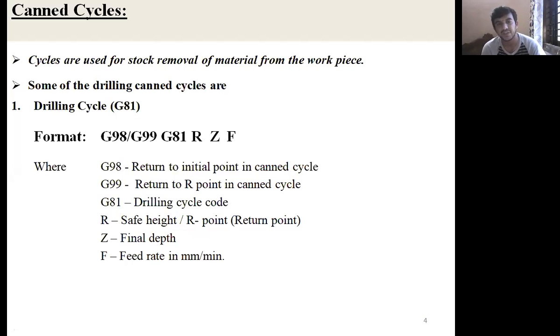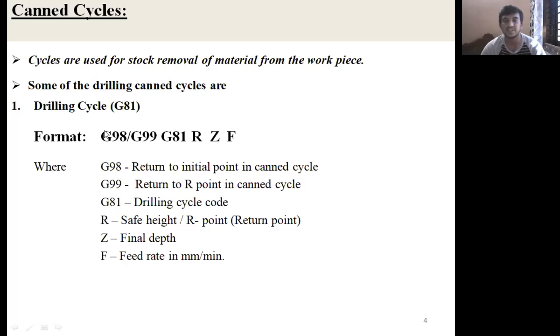G81 stands for drilling cycle. When you call the drilling cycle, if the depth of the hole is less than the diameter of the hole, then you call a drilling cycle. Yes, I am repeating here. If the depth of the hole is smaller than the diameter of the hole, then you call a drilling cycle. What is the format for the drilling cycle? G98 or G99, G81, R, Z, F.